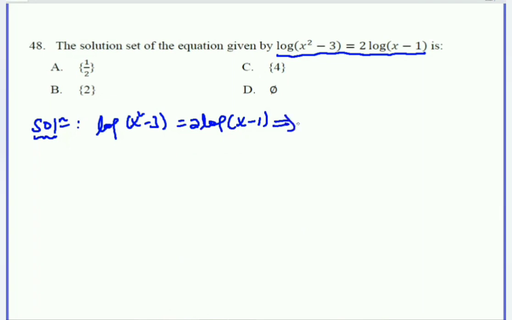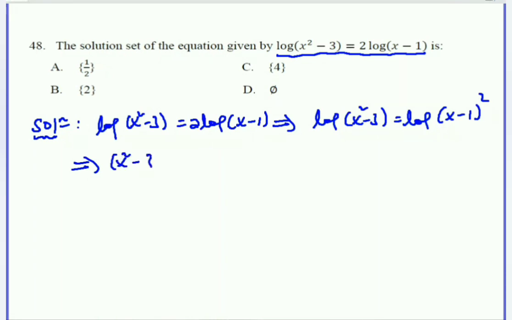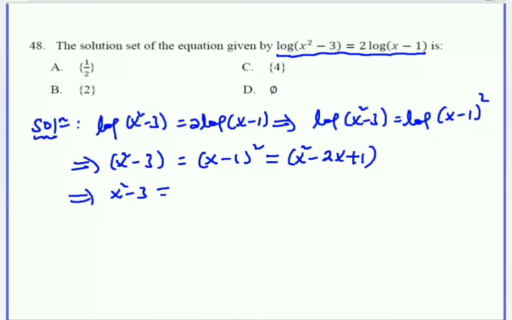So this can be written as log(x squared minus 3) equals log of (x minus 1) the whole squared, using the property of logarithm. Therefore, by comparison, these two logarithms are the same, which implies that x squared minus 3 equals (x minus 1) squared. But (x minus 1) squared means x squared minus 2x plus 1. So x squared minus 3 equals x squared minus 2x plus 1.